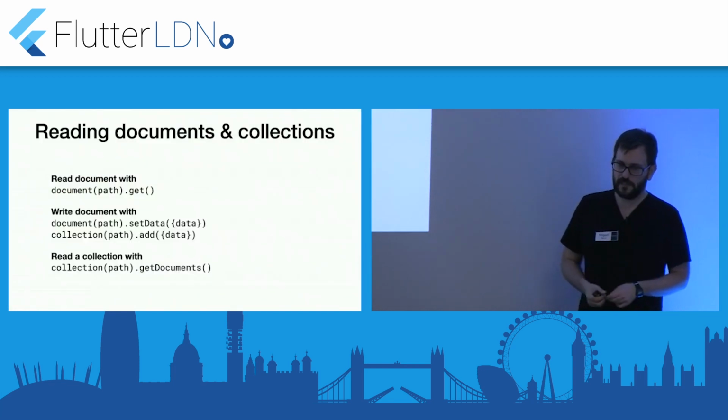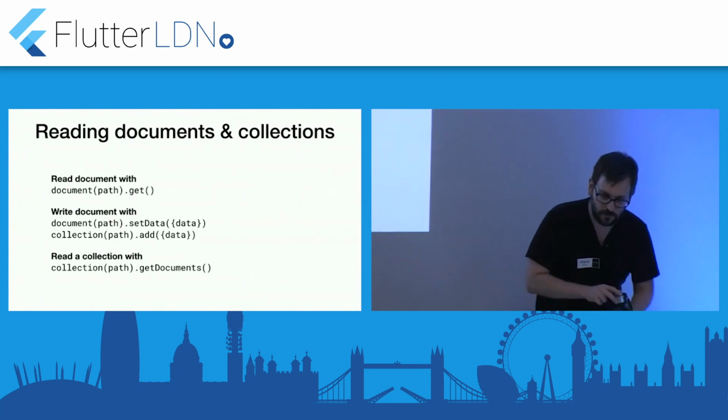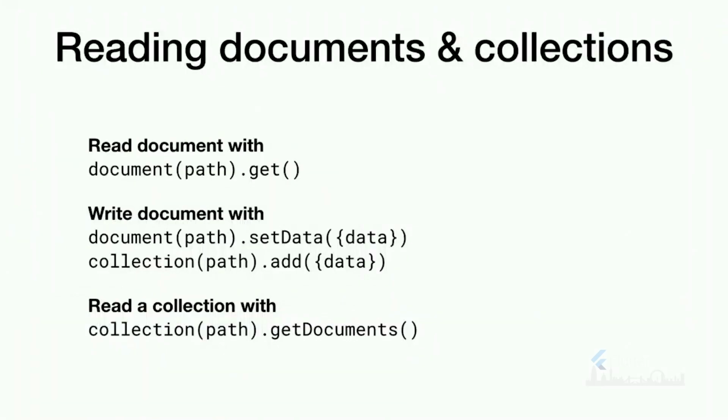So far we have seen how to read and write documents and how to obtain a collection. To read a document, we will use documentPath.get. To write a document instead, we will use setData if we know the ID, or add if we want to create a new document. And to obtain a collection, we will use collection, the path, and then getDocuments.